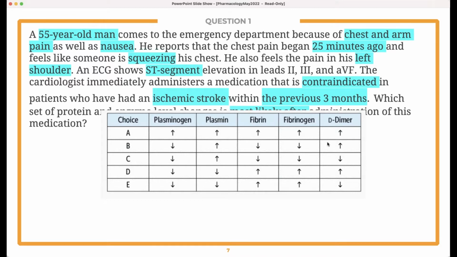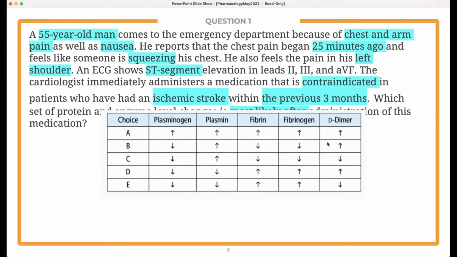And so the ECG, they tell us, shows a ST segment elevation. They were nice enough to give us that clue. And they even tell us which leads the elevation was shown in, right? And then it says that the cardiologist administered medication that is contraindicated in patients who had an ischemic stroke in the past 3 months.